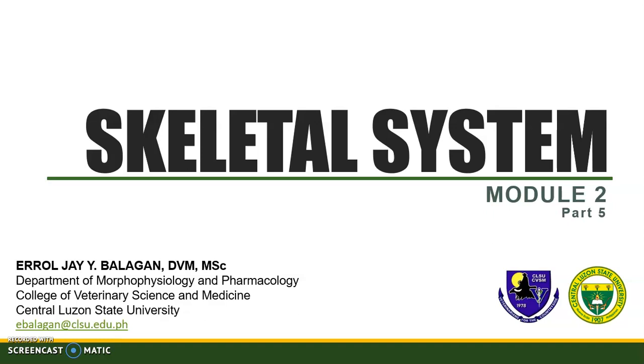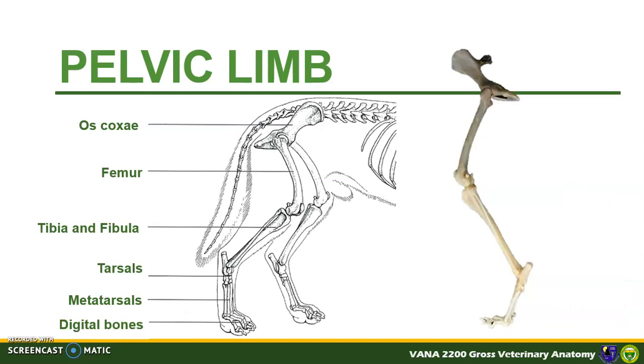At the end of this presentation, you should be able to identify the names of the bones of the pelvic limb as well as their specific parts. The bones of the pelvic limb include the os coxae, the femur, tibia, fibula, tarsals, metatarsals, and digital bones. You might notice that each bone of the pelvic limb has a somewhat counterpart bone in the thoracic limb. And like the bones of the thoracic limb, they are part of the appendicular skeleton.